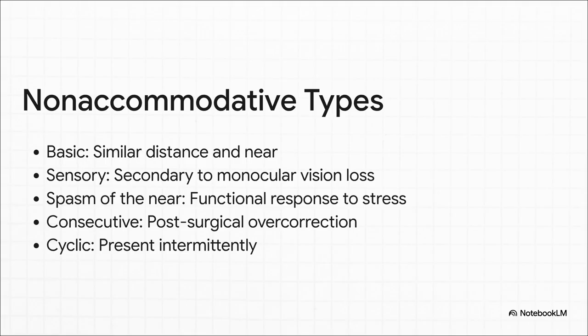Finally, consecutive is basically an apparent surgical overcorrection of a previous exotropia, and cyclic is this wild, rare, rhythmic condition where a child is profoundly crossed one day and then perfectly orthotropic the next.